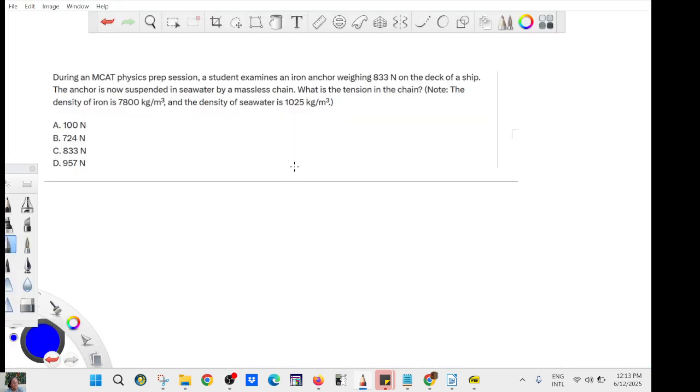Okay, so let's do the next one. So this one is more quantitative, less conceptual. So you can stop the video and try to do it. Okay, so first I need to be able to make an anchor. I don't know what it looks like, something like this.